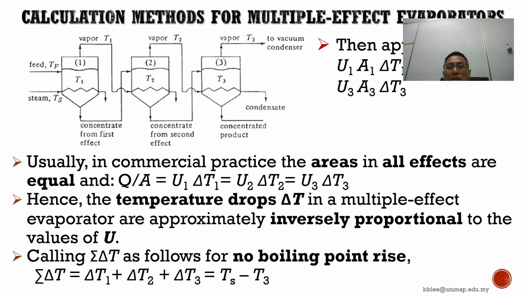Usually in commercial practice the areas in all effects are equal. Q over A equals U1 delta T1, U2 delta T2, and U3 delta T3, because the A is the same. From the equation on the top here, because the A is the same, we can simplify Q over A equals U1 delta T1, U2 delta T2, U3 delta T3. Hence, the temperature drops delta T in a multiple effect evaporator are approximately inversely proportional to the value of U.